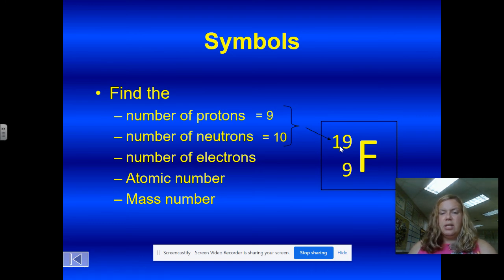The number of electrons, notice there are no indications of an ion here. So the number of electrons, this being a neutral atom, is the same as the number of protons, which is 9. And therefore we have our atomic number is 9 and our mass number is 19.